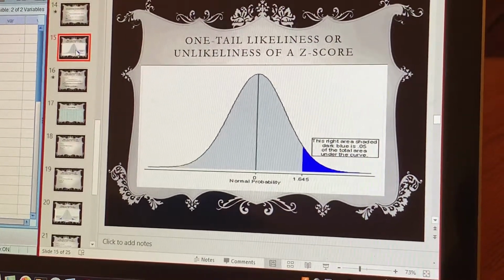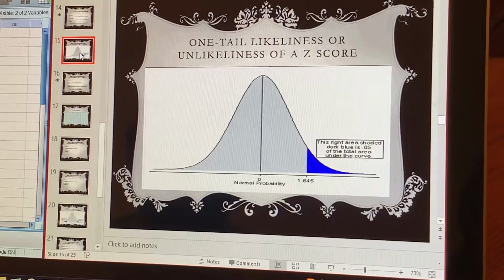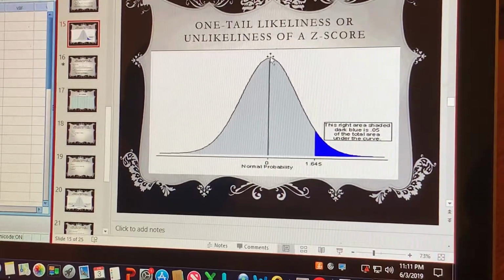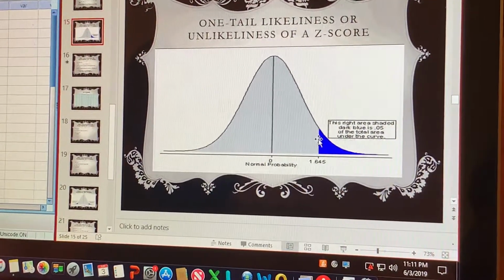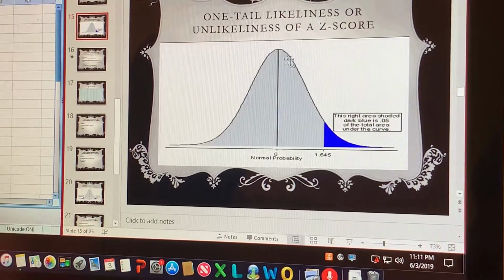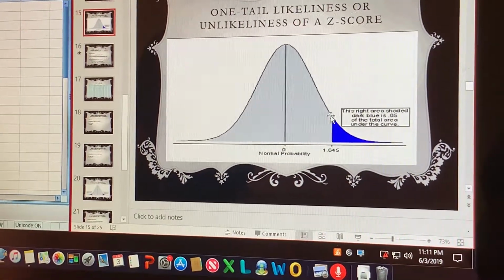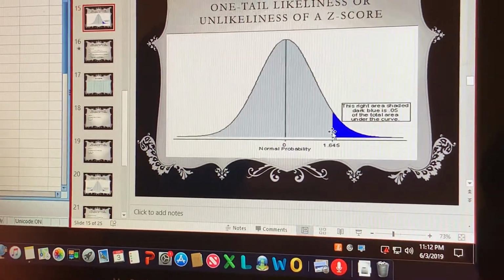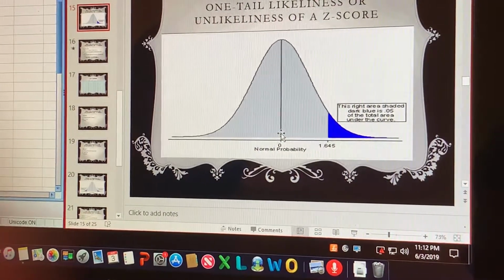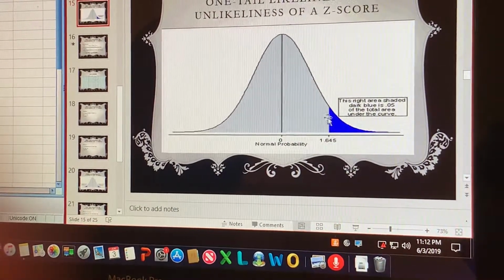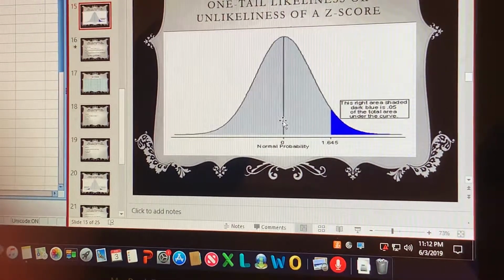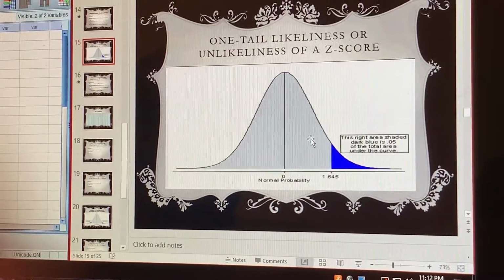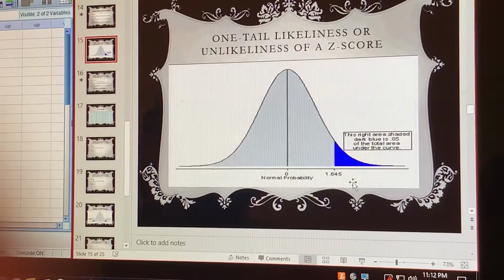When assessing the one-tailed likeliness or unlikeliness of a z-score, you've got to keep this graphic in mind. We're dealing with a 95% confidence interval, so this entire graphic is 100%, but this is approximately 5% exactly right here. This is the area of rejection. From this point to this point is 45% of the distribution, and from the mean to this tail is the other 50. So that's 50, 45, and 5. They give you 100% of all of your scores.